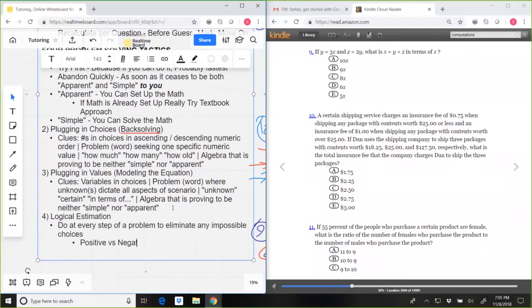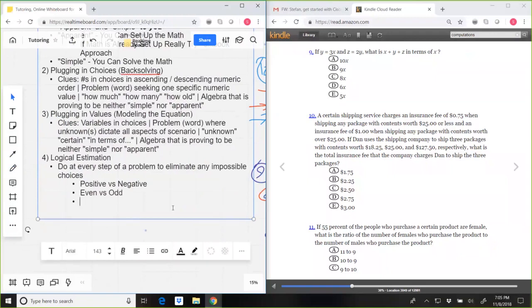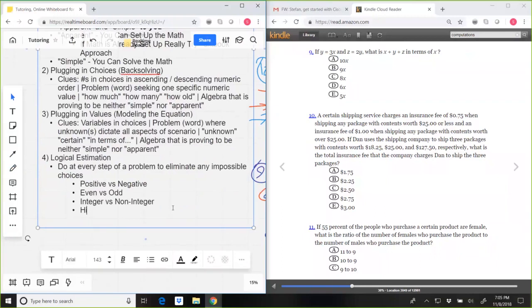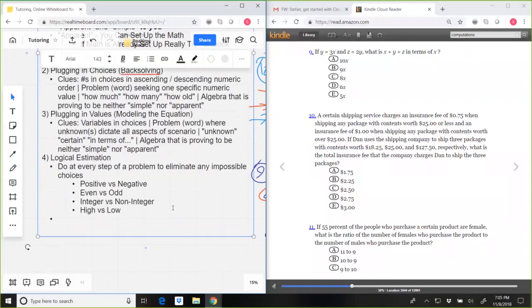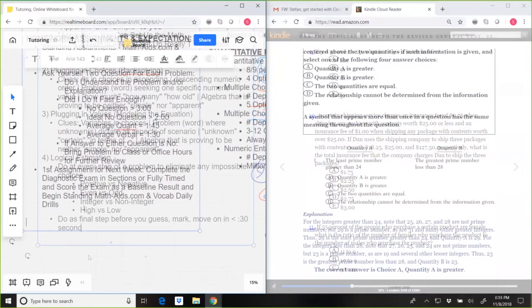Things like positive versus negative. You may see things like even versus odd. You may see things like integer versus non-integer. Or even something as simple as high versus low. And then you also want to do as your final step before you guess, mark, and move on in under that 30 seconds.